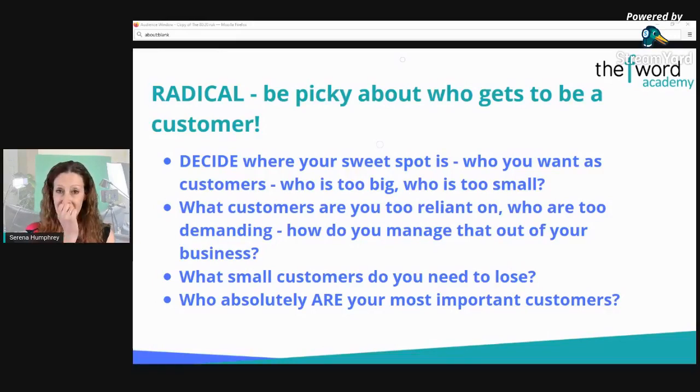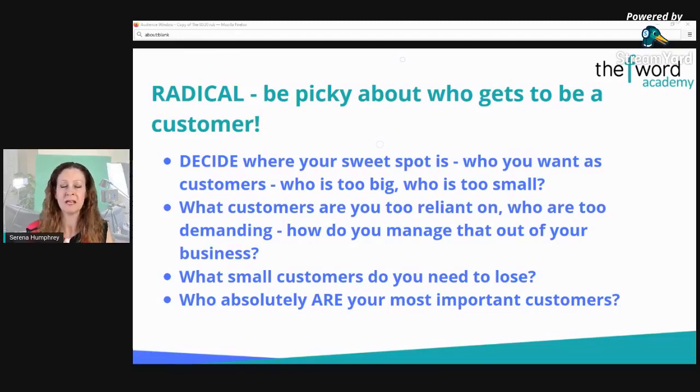Now, that might sound radical, and you may be thinking, hey, I haven't got enough customers. I can't afford to be choosy. But actually, can you afford not to be choosy? Do you really want the crap customers who are going to underpay, be overly demanding, and not make you any money? Which customers are you actually too reliant on? Who is too demanding? Who do you dread ringing up? Whose email do you dread seeing in your inbox? Who do you know is going to kick up a fuss and nothing will ever be good enough? Maybe it is time to get rid of them and get some nicer customers in.